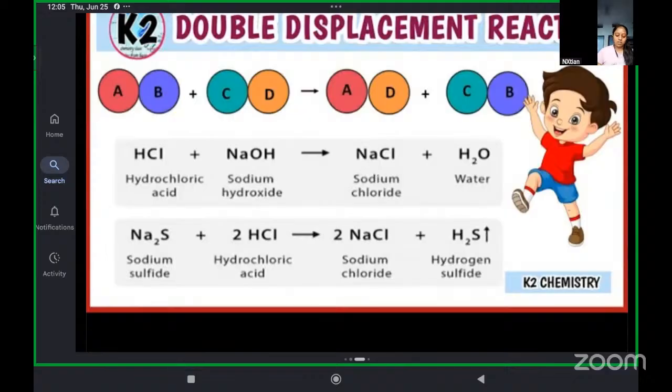Second one, Na2S plus 2HCl. Na and Cl combine, so 2NaCl plus H2S. That is sodium sulfide plus hydrochloric acid gives sodium chloride plus hydrogen sulfide. That is the reaction.